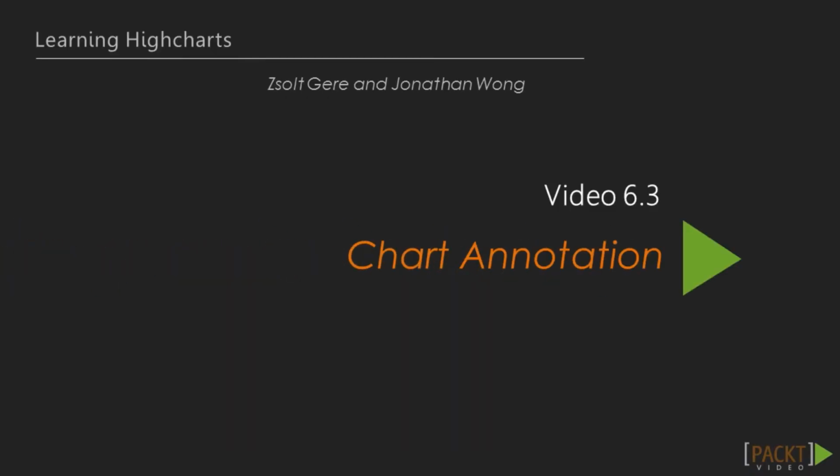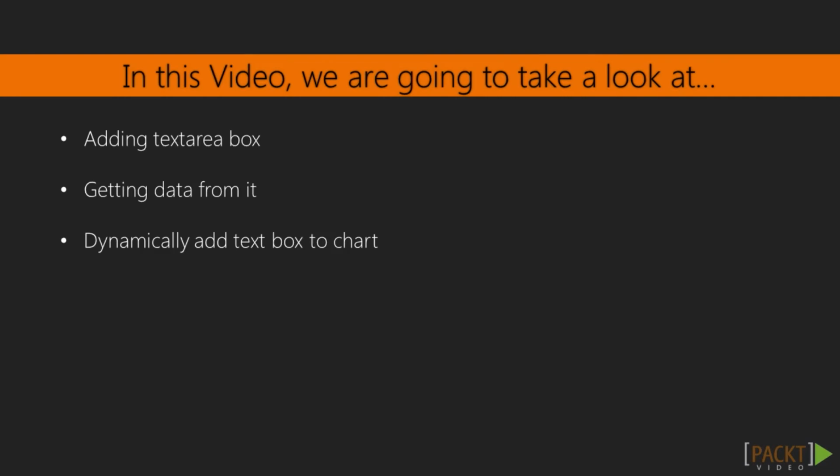Hello, this is a video on chart annotation. In the previous video, we learned how to create a master and detailed chart variation of Highcharts. In this video, we are going to take a look at how we can click and annotate charts on the fly in 3 steps. First, we add a text area where users can add their text as annotation. Second, we collect the data or text from the text area. Third, we add a box of text with the text received from the text area.